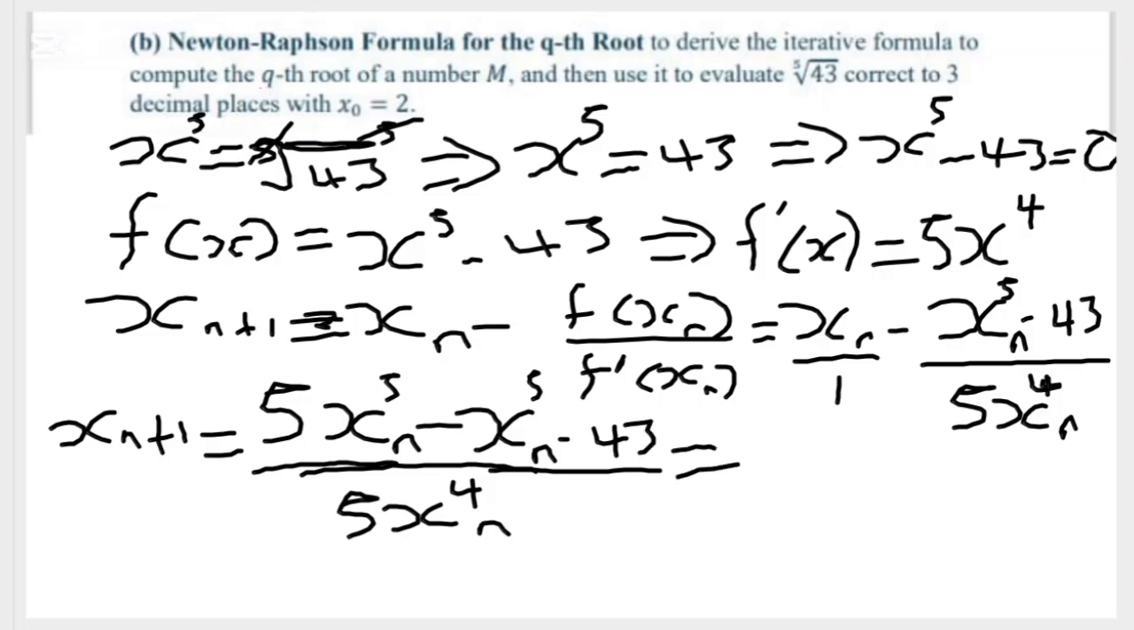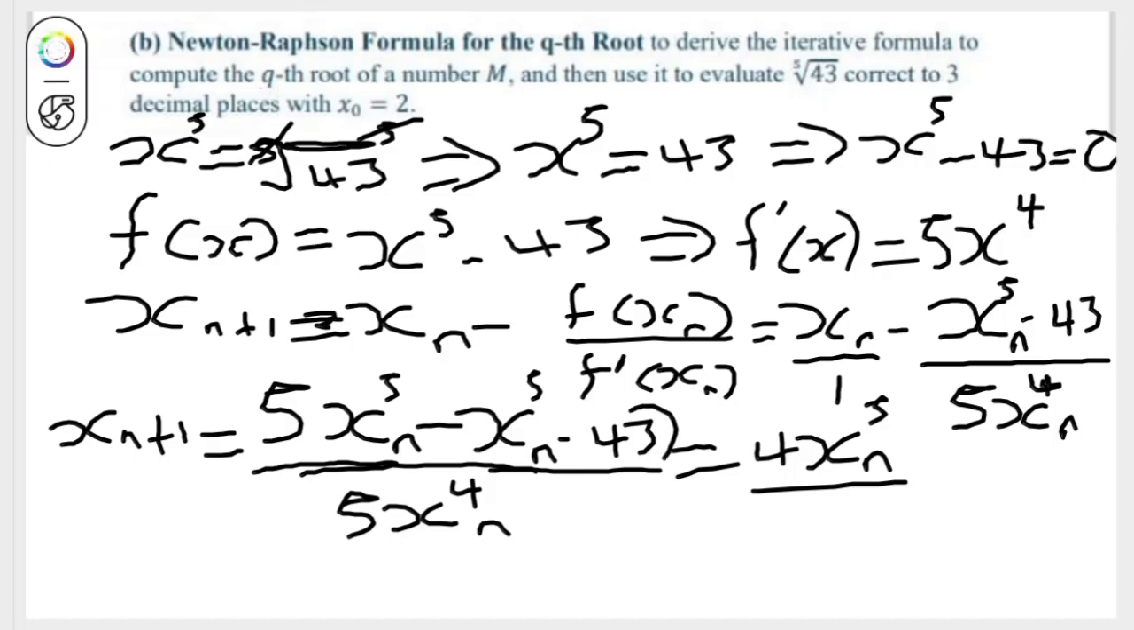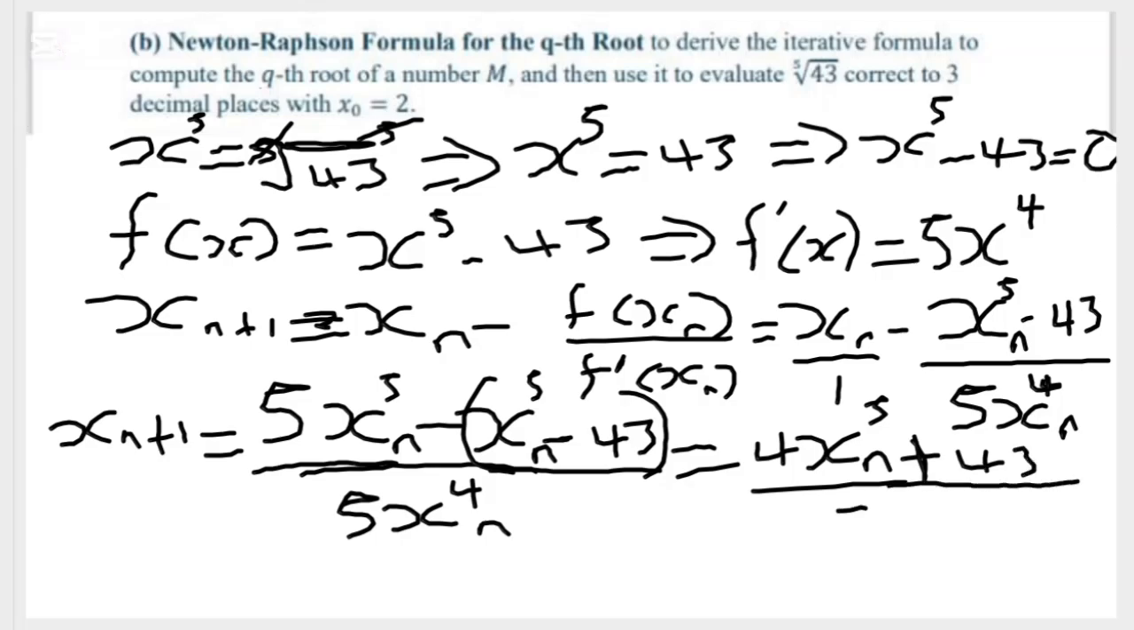And this is the same thing as, because they have the same power, I can easily subtract. If I subtract them, I will get 4x to the power of 5 at the subscript n, and then, sorry, this I have to put in brackets. This is in brackets, and therefore when you distribute, the sign will change and it will become positive 43, divided by 5x to the power of 4 of n.